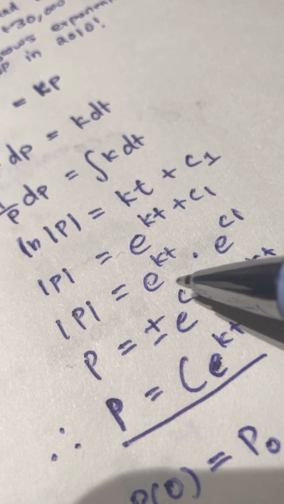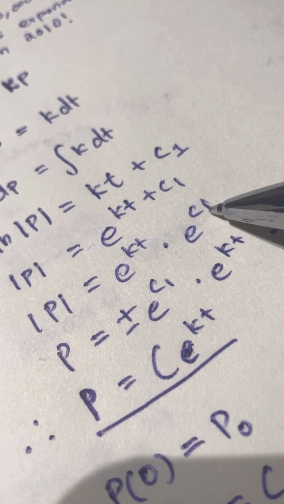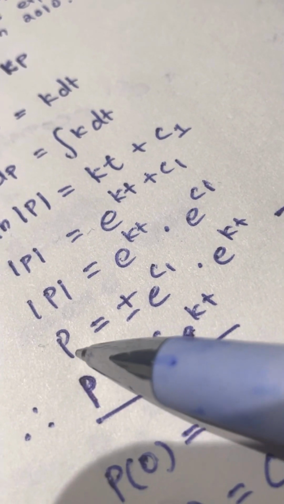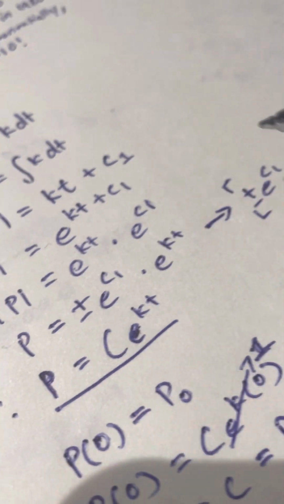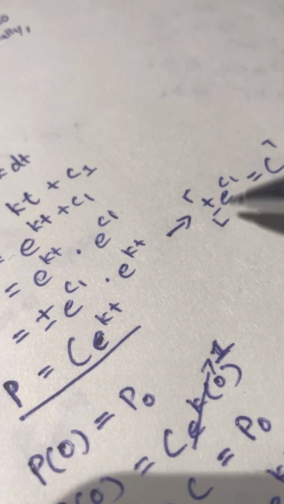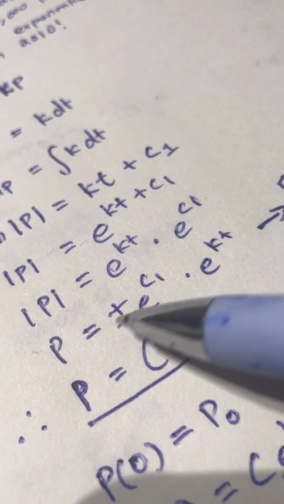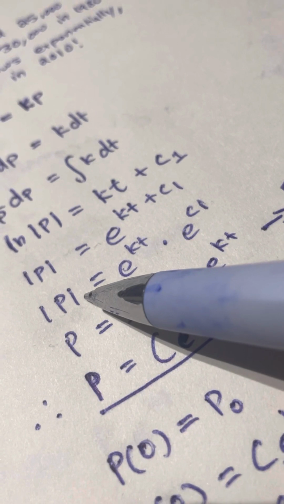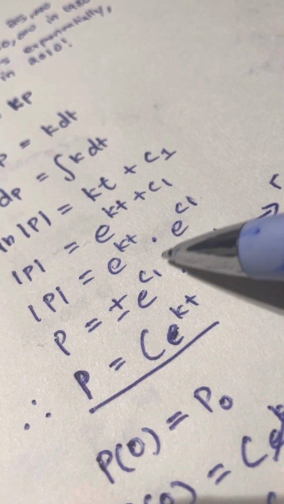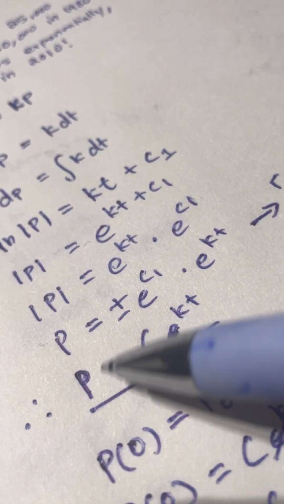So we have e to the kt times e to the c1. Now this is completely a constant. Remember, e is just a number, so e to the c1 is a constant. So we get p is equal to plus or minus e to the c1 times e to the kt. And we know that e to the c1 is equal to c. We can just set this whole thing equal to c, just one constant. That's it. It's easy, right? And we do the plus and minus to remove the absolute value. So we got p by itself, and we're left with our almost final equation.